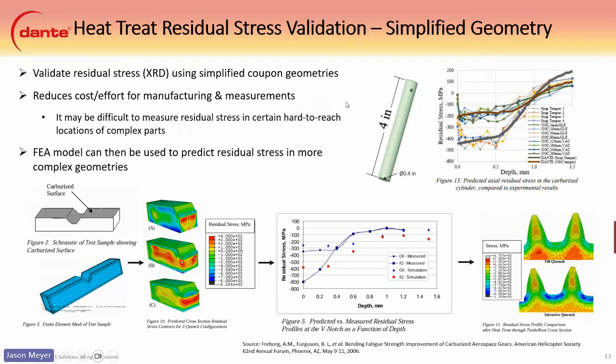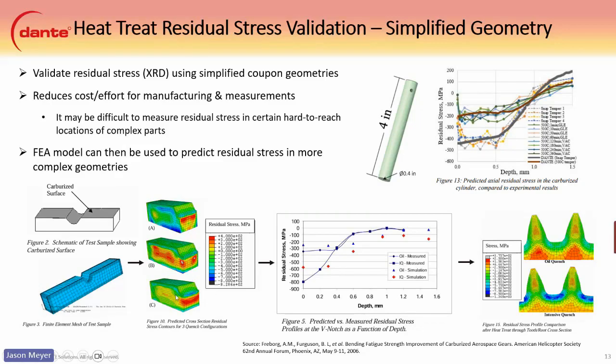Residual stress validation. You don't need to use a whole gear to really validate residual stress here. A lot of times they can be used on simplified coupon geometries. This work here was done with little cylinders to show the difference in residual stress between snap tempered and fully tempered conditions. Another one here was these bending test samples with carburized surfaces. And the FEA model can be used to predict the residual stress in these sample geometries very effectively.